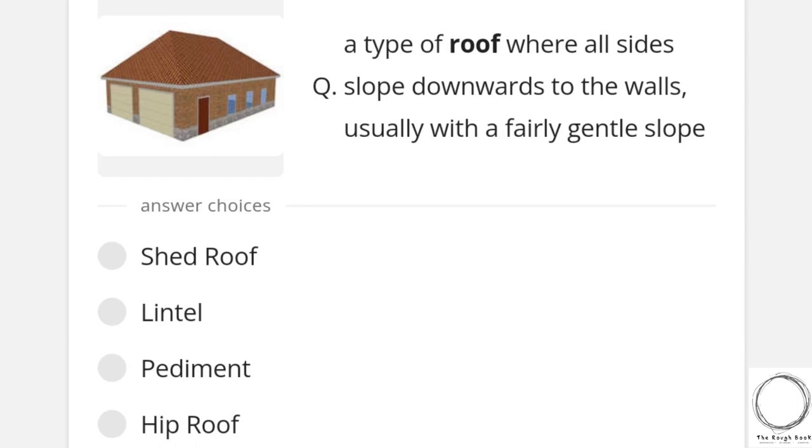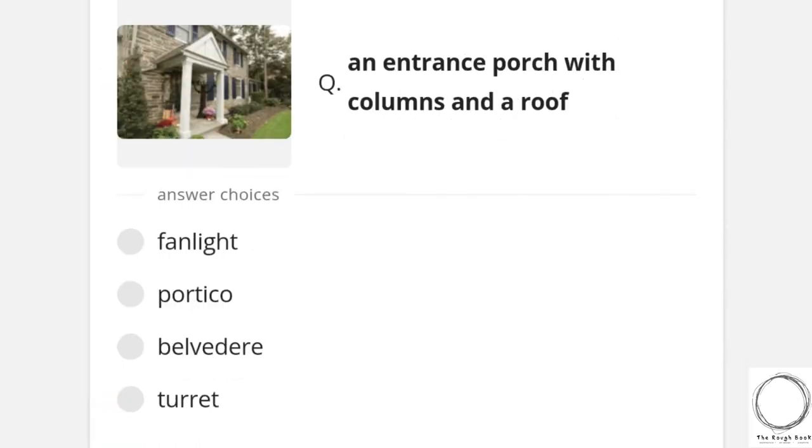Moving on, a type of roof where all sides slope downwards to the walls, usually with a fairly gentle slope, and the options are shed roof, lintel, pediment, and hip roof, and the right answer is hip roof. Next question, an entrance porch with columns and a roof, and the options are fanlight, portico, belvedere, and turret, and the right answer is portico.